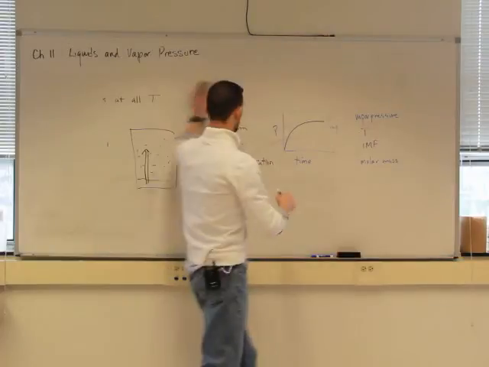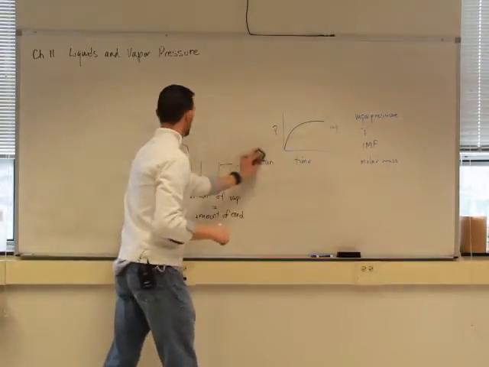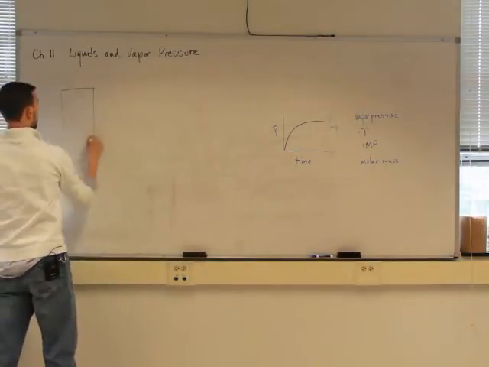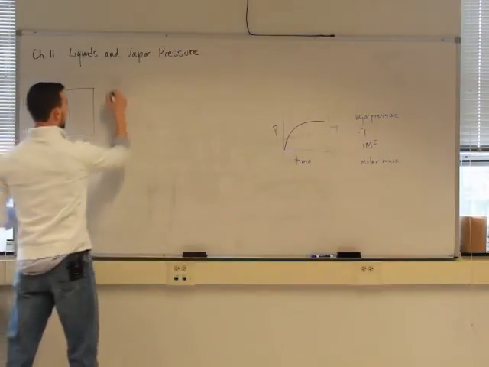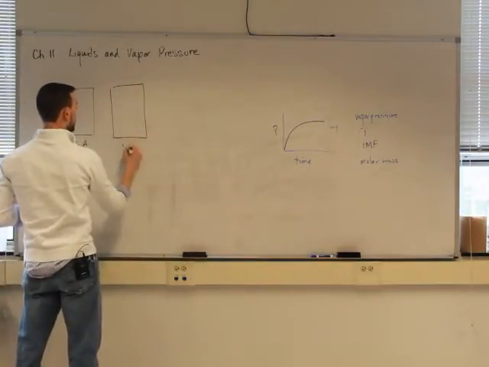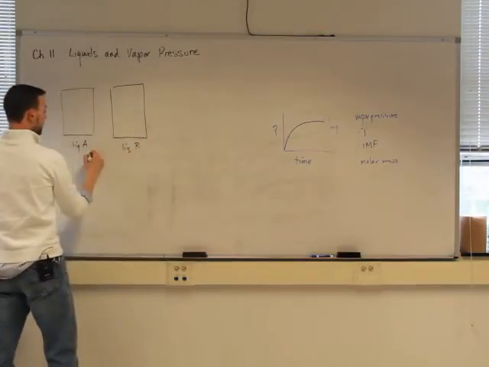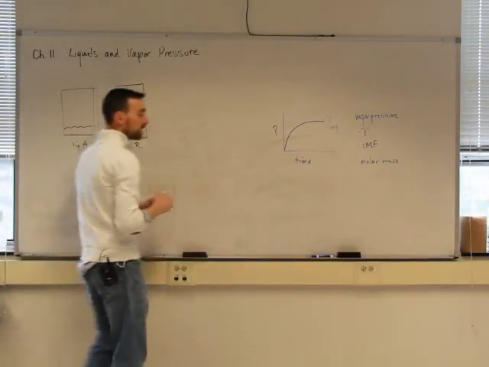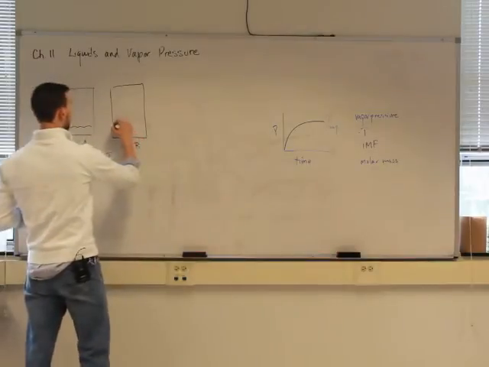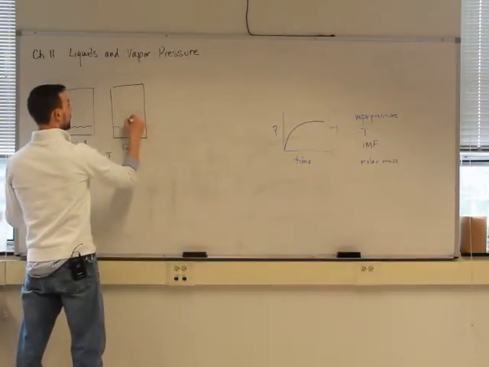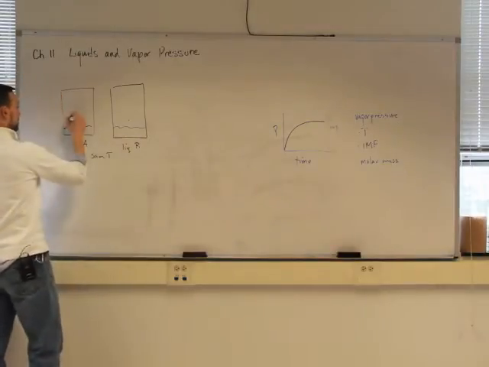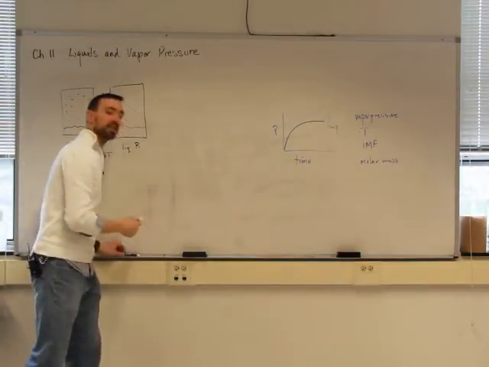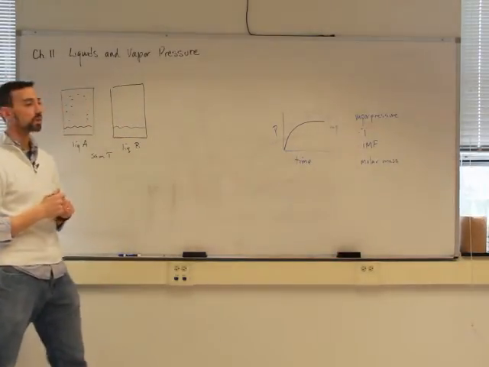So what I'm getting at is that two different substances placed side by side in containers, liquid A and liquid B, could be at the same temperature and same size container, but they will generate different amounts of pressure up above their liquid, based on what we've talked about earlier in this chapter, the type of intermolecular force of attraction.